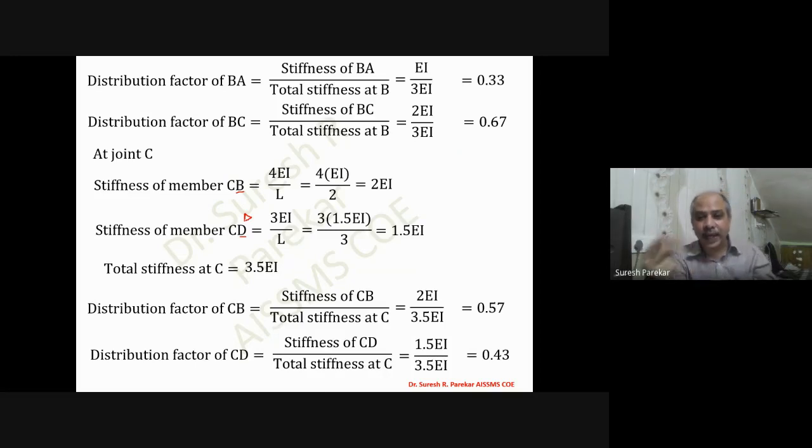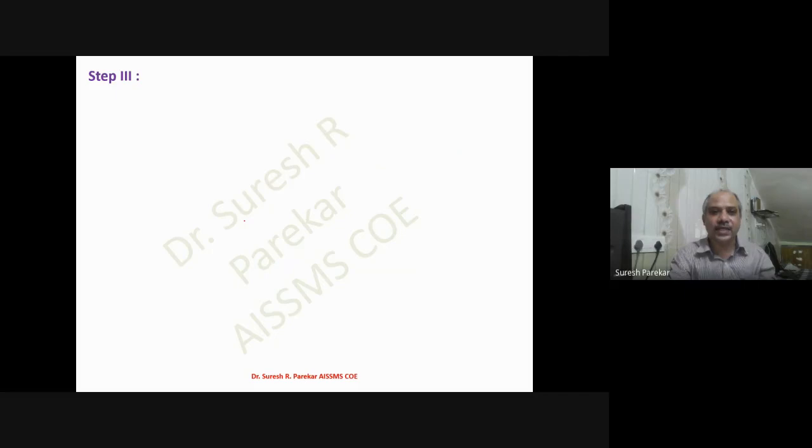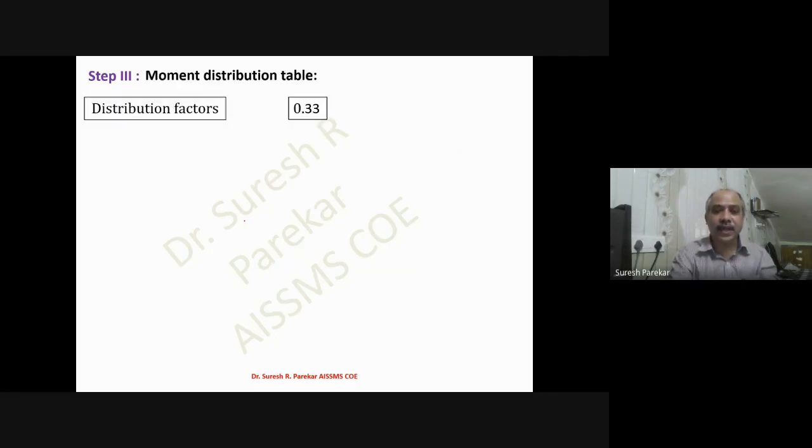Now we have two analyses. One we have non-sway analysis, another we have sway analysis. So first we will talk about non-sway analysis, and then we will go for sway analysis. So I will mark this as the moment distribution table, and this moment distribution table is for non-sway analysis. We have the same table for both, whether you go for sway or non-sway frames.